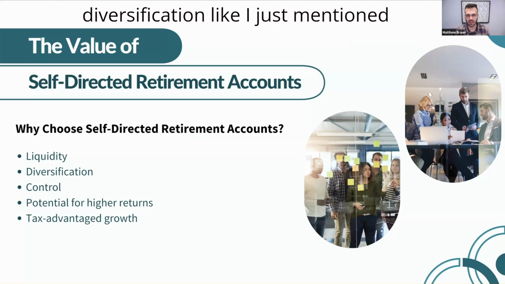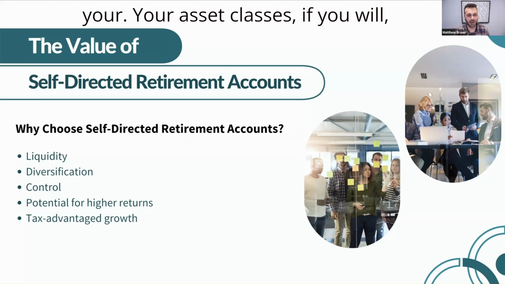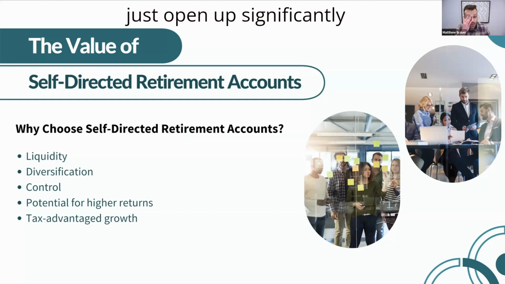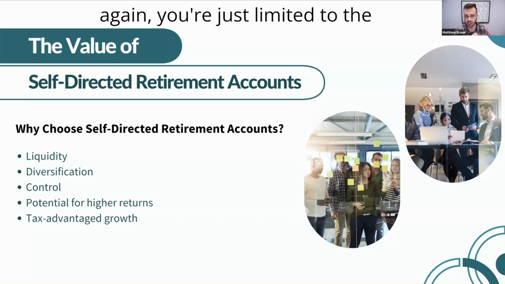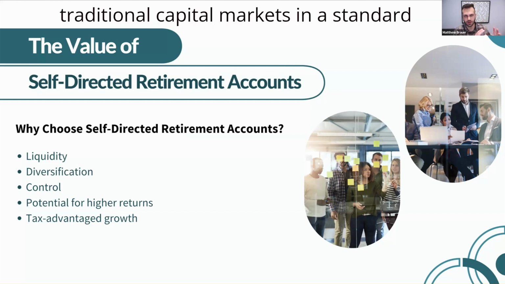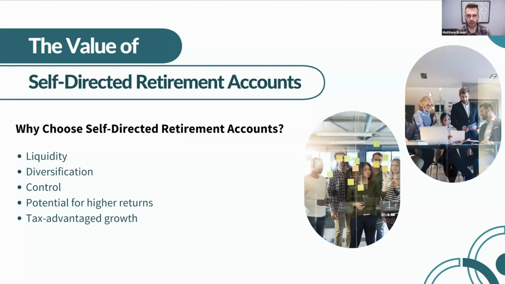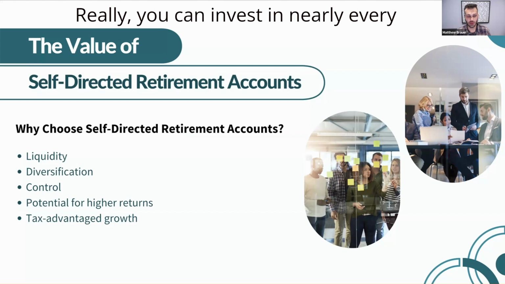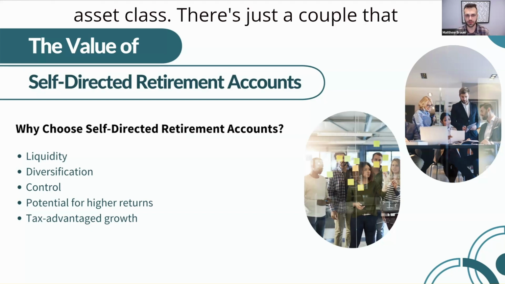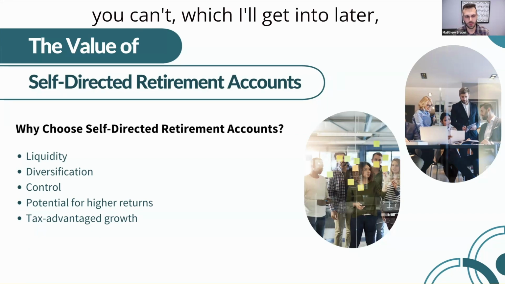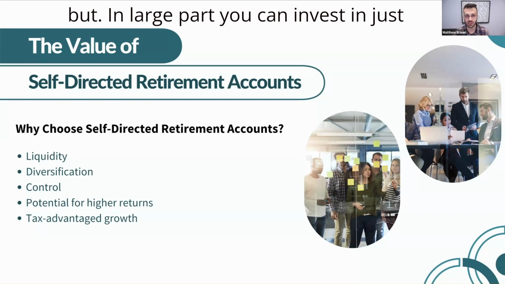So obviously diversification, like I just mentioned, your asset classes, if you will, just open up significantly inside of a self-directed plan. Whereas again, you're just limited to the traditional capital markets in a standard plan. Inside of a self-directed account, really, you can invest in nearly every asset class. There's just a couple that you can't, which I'll get into later. But in large part, you can invest in just about anything.